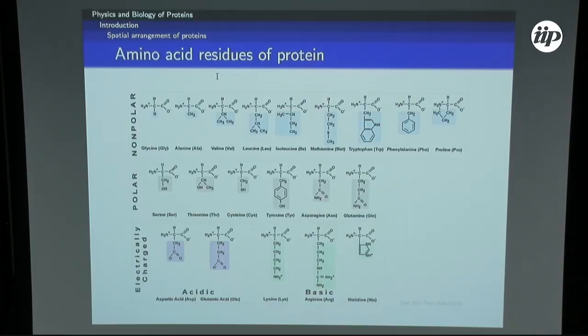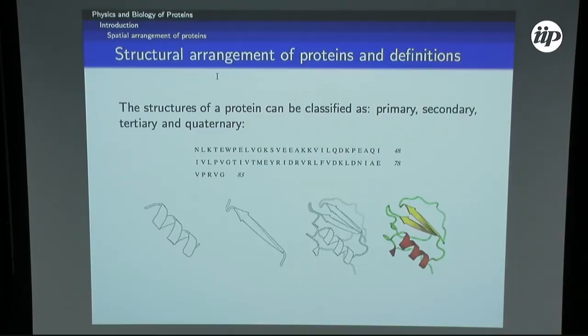The other thing that I should introduce is that we classify proteins by primary, secondary, tertiary, and quaternary structure. Here I will use only primary, secondary, and tertiary structures. The primary is the sequence of amino acids, and the secondary is the local arrangement of these proteins. We are showing here, for example, alpha helix and beta sheet. And this is the tertiary structure.